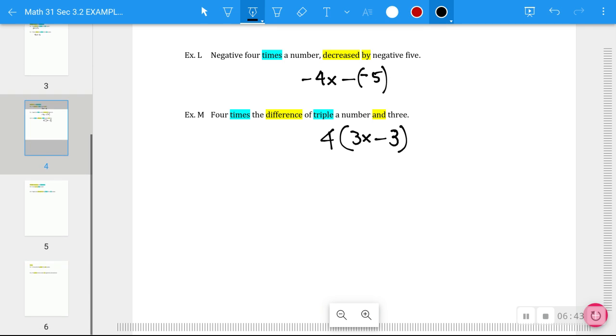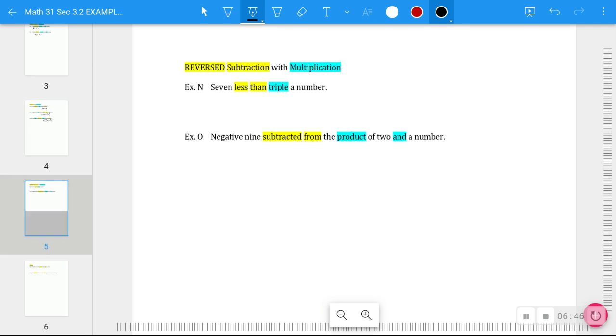Parentheses are needed in that problem. Okay, these are very important. It's a source of lots of mistakes. Reverse subtraction. "Less than" is a subtraction, but whatever is mentioned in front of it has to follow when you put it on paper. So 7 less than triple the number. Negative 9 subtracted from, this is also a reversed subtraction. So the negative 9 has to be behind the subtraction. And the product of 2 and a number looks like that. I could say twice a number instead of the product of 2 and a number.